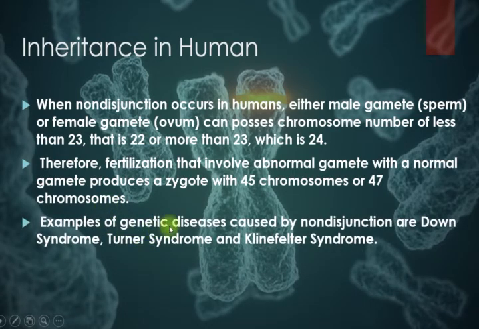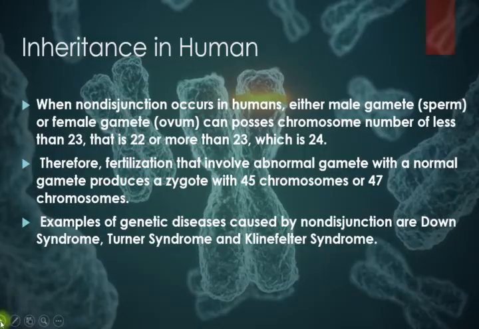So examples of the genetic diseases caused by non-disjunction are Down syndrome, Turner syndrome, and Klinefelter syndrome. So you have to know these three genetic diseases are caused by non-disjunction that occurs in the formation of the gamete. So what are the genetic diseases? Down syndrome, Turner syndrome, and Klinefelter syndrome.